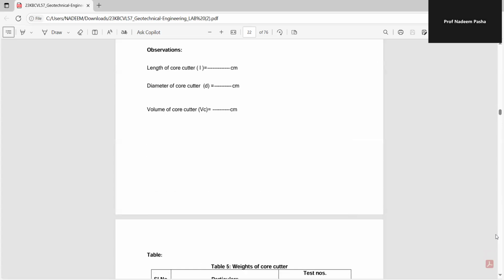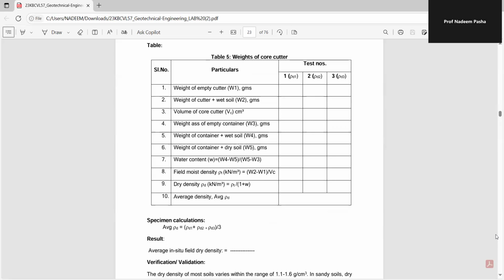So what are the observations? Length of core cutter, diameter of core cutter, volume of core cutter. So these are the observations. Now, the tabular column consists of weight of empty cutter W1 gram, weight of cutter plus wet soil W2 gram, weight of core cutter, volume of core cutter VC cubic centimeter. Weight of empty container W3 gram. Weight of container plus wet soil W4 gram. Weight of container plus dry soil W5 gram.